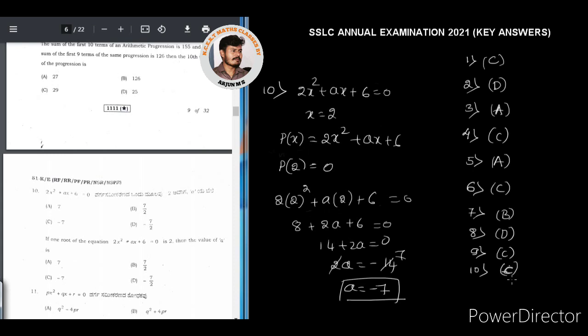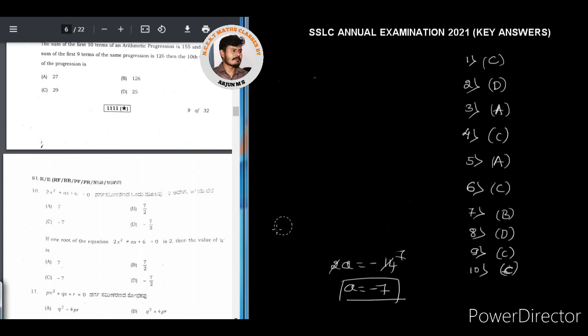You just take down the option here. Option C is correct. So let's move to the 11th question. You just take down the 11th question.